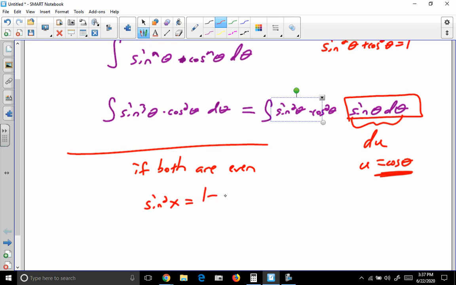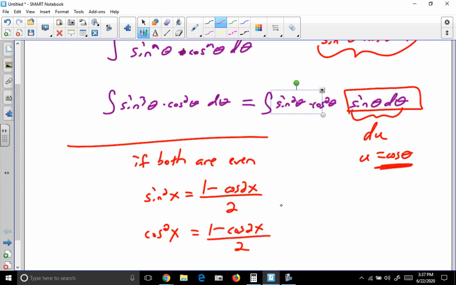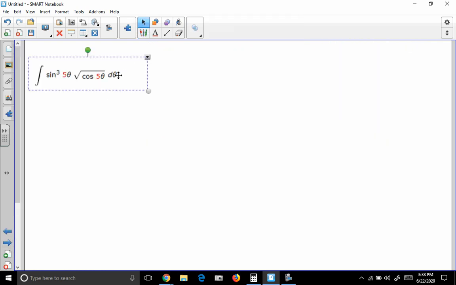Sine squared is 1 minus cosine 2x over 2, and cosine squared is 1 plus cosine 2x over 2. So if both sine and cosine are even, then if we pull one out so that we have an odd here, we would still be odd over here, and we can't use that identity with an odd amount of sines or an odd amount of cosines. So we're going to have to use this identity to rewrite that. So let's look at an example or two.